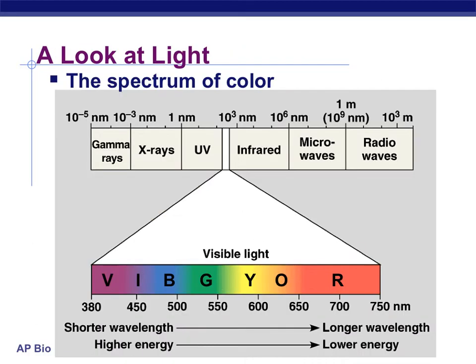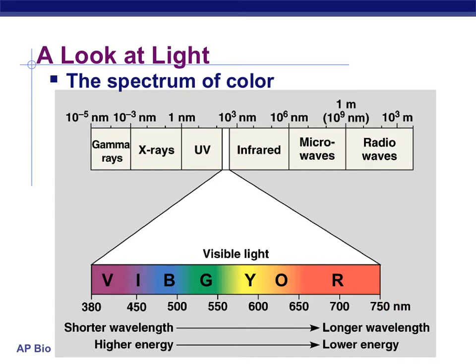A quick look at the visible spectrum of color, and we'll notice that, if you remember Roy G. Biv from some other grade of some other science class in your younger years, the visible light, or the light spectrum, is governed or set up by its wavelength. And the visible spectrum is from about 380 nanometers to 750 nanometers.